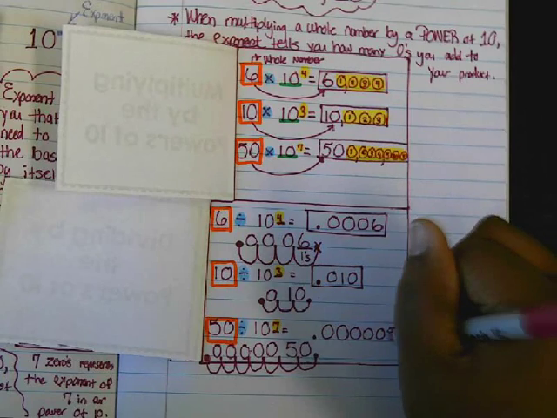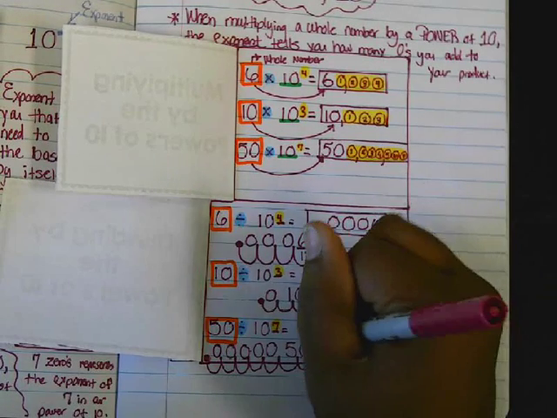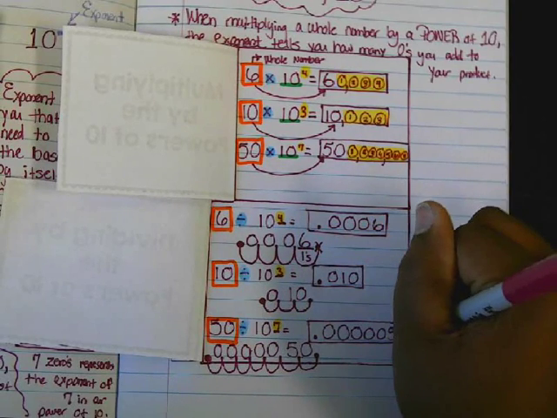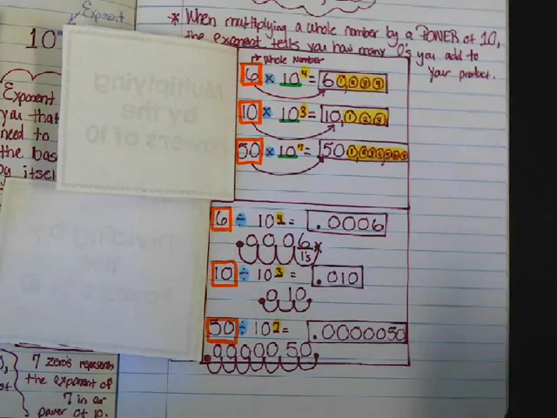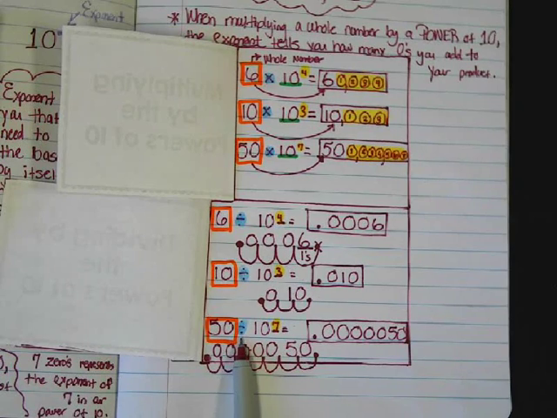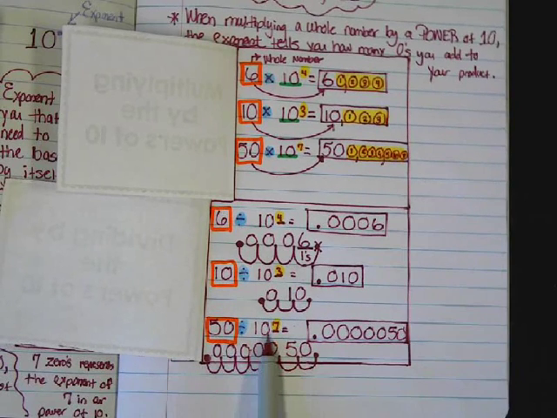So this is my quotient. And the reason why I'm saying quotient is that in my problem, I have an operational sign of division. So I am dividing: 50 divided by 10 to the 7th power. I made my 7 dips.